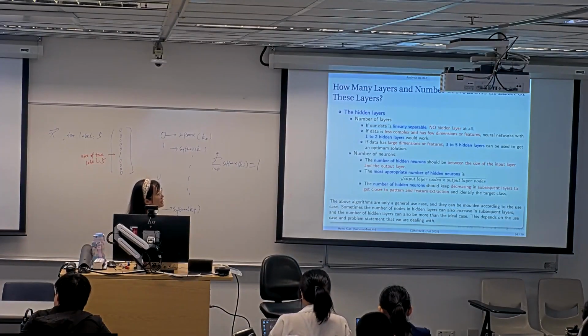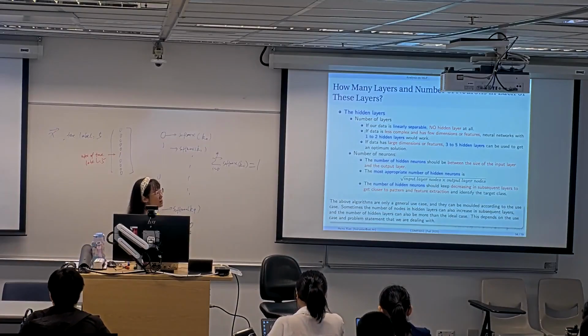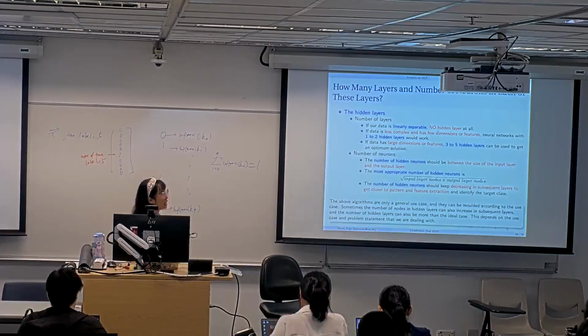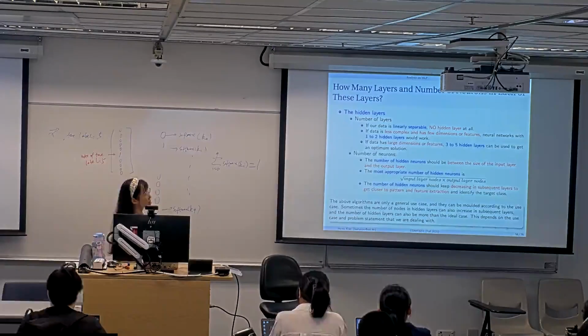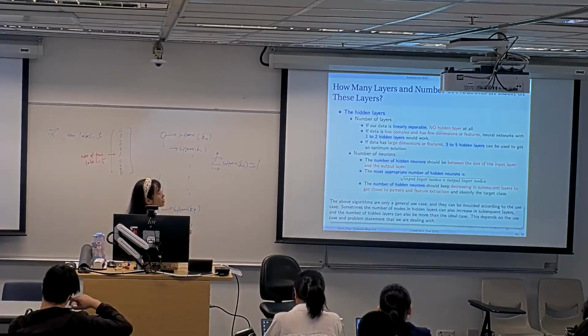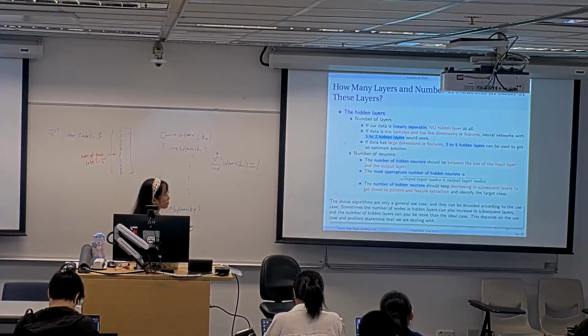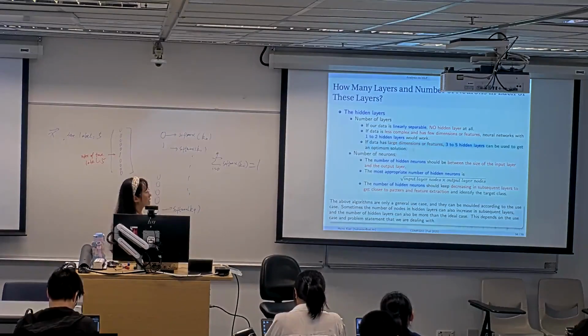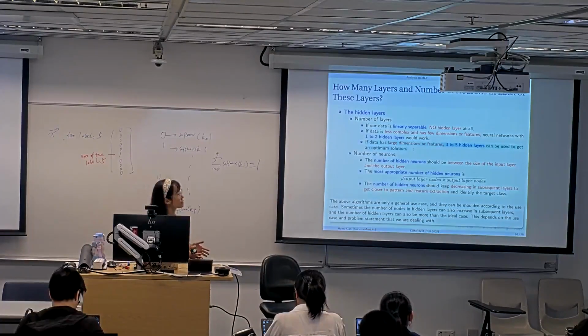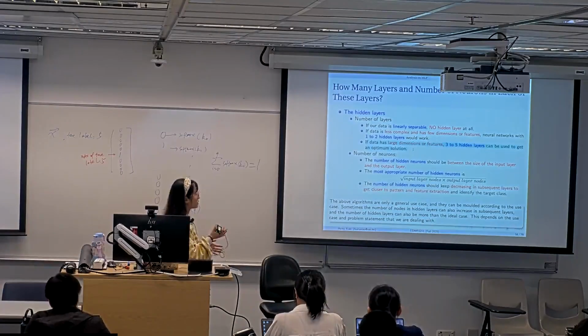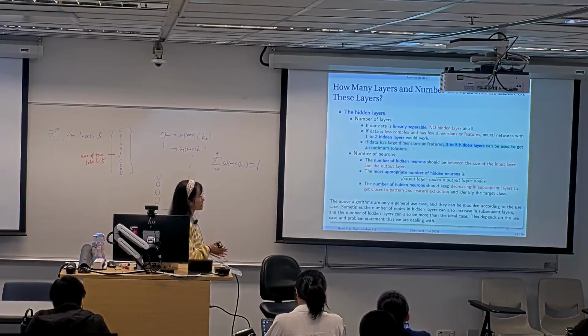If data is not linearly separable, but somehow it's less complex and only has a few dimensions or features, then for neural networks, usually you can set 1 to 2 hidden layers. It can already work very well. If you find that your data is very complex, has large dimensions or features, usually you can choose to use 3 to 5 hidden layers to get some optimum solution.